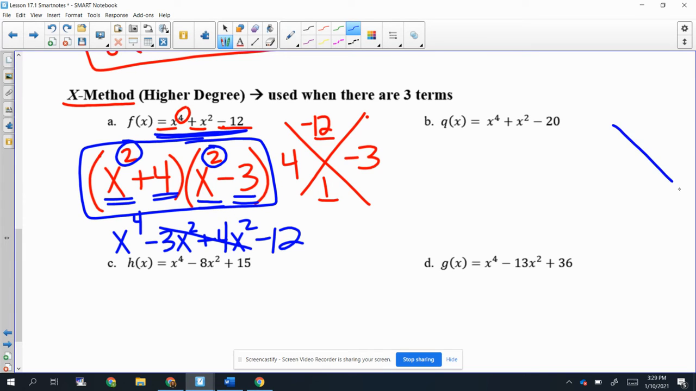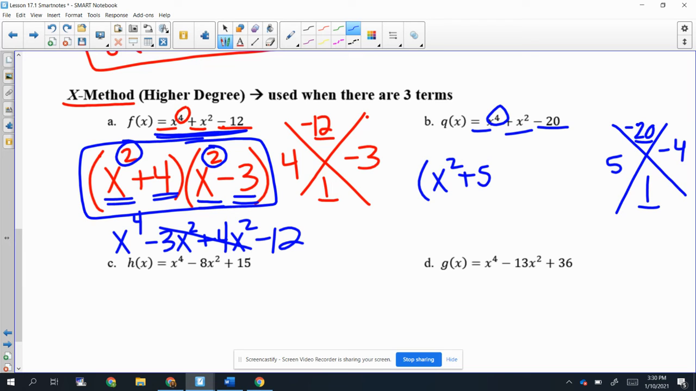All right, awesome. Let's try another one. You've got 1 times negative 20, so negative 20 here, and 1 here. So what two numbers multiply to give you negative 20 that add to give you 1? 5 and negative 4. So again, because of this x to the fourth, I'm going to write my answer as x squared plus 5 and x squared minus 4.